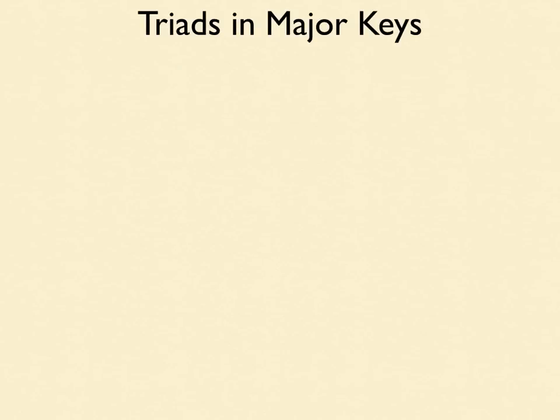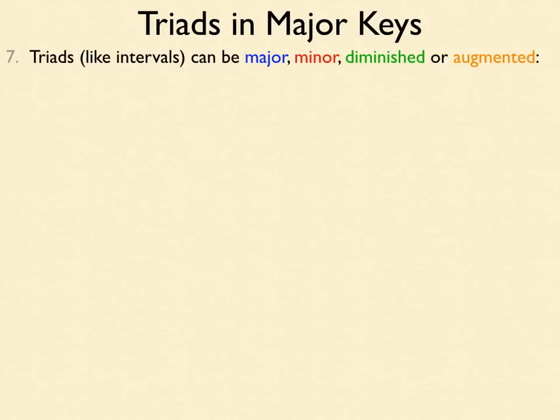So let's look now at triads in major keys. The very first thing you need to know about triads is that, like intervals, they can be major, minor, diminished, or augmented. So it's very important that you understand intervals at this point, because the only way you're going to know if a triad is major, minor, diminished, or augmented is by knowing your intervals back to front. So you really need to go back over lesson 1 and go over intervals if you don't understand them fully at this point.